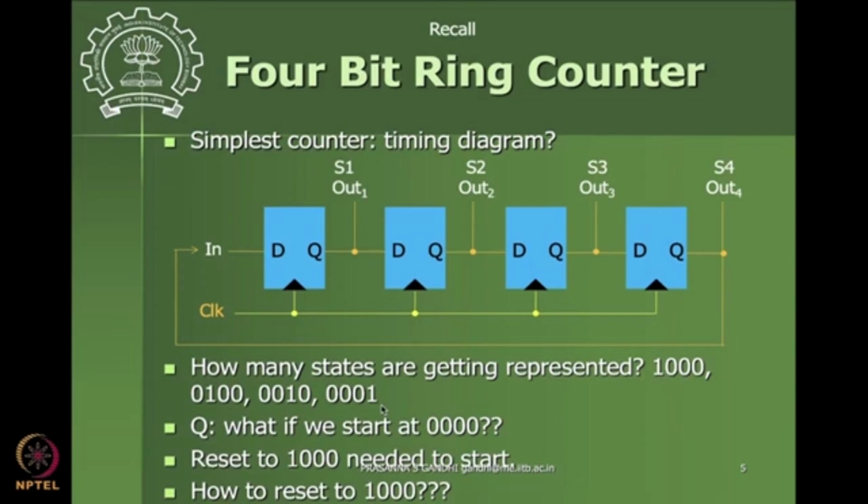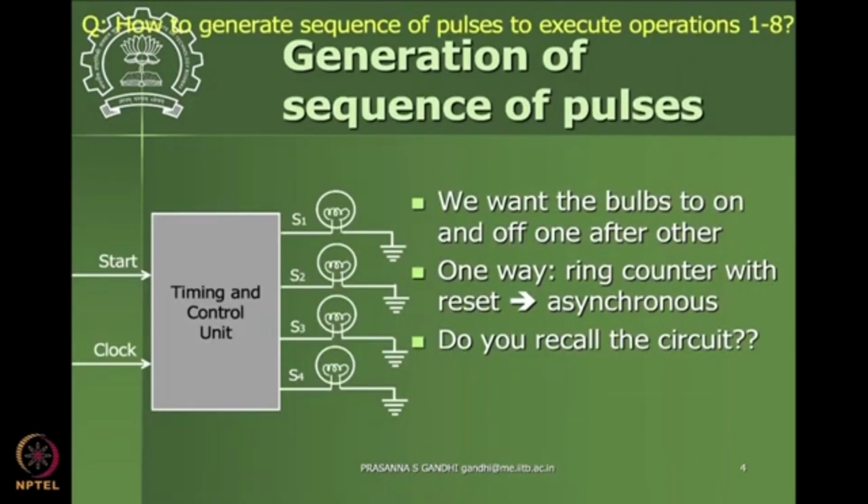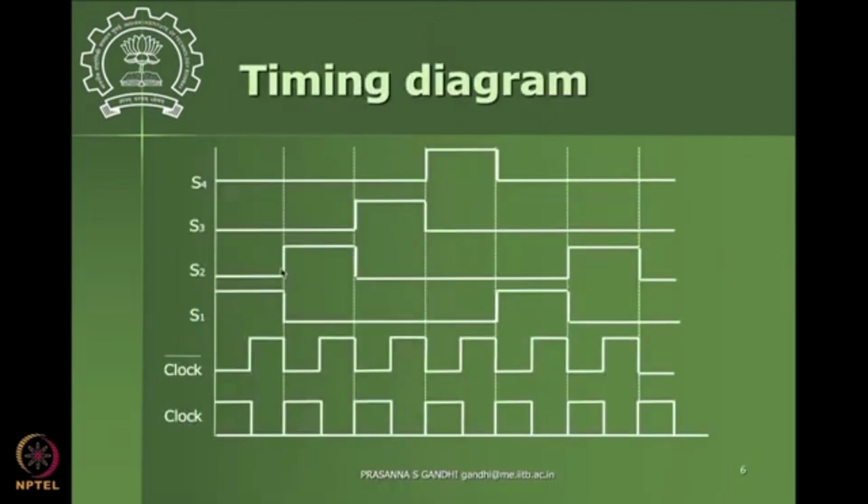It will happen for S1, S2, S3, S4 in a loop, and that's what we want for these lights to be lit up in a sequence. Okay, the timing diagram for such a case will look something of this sort.